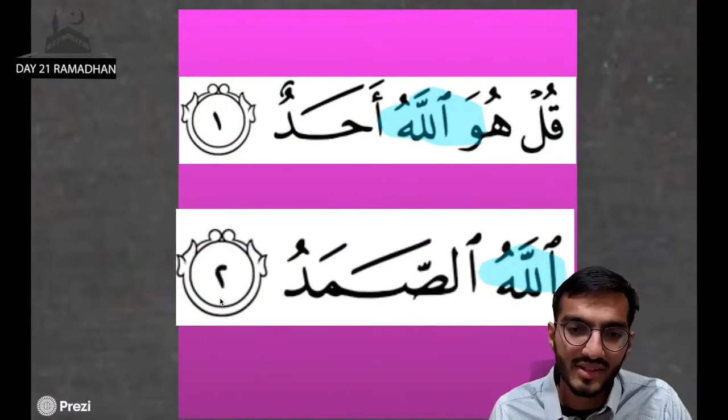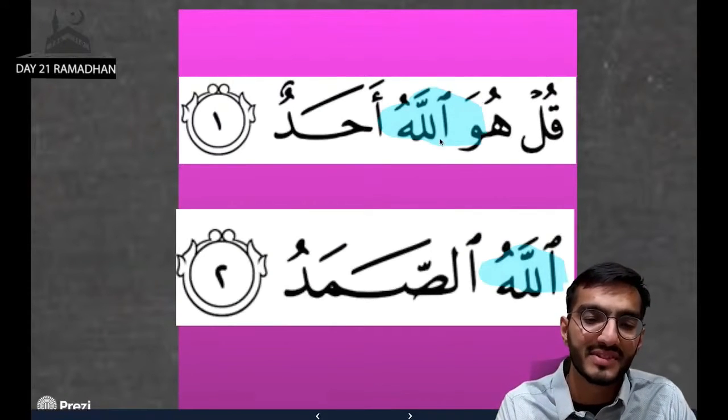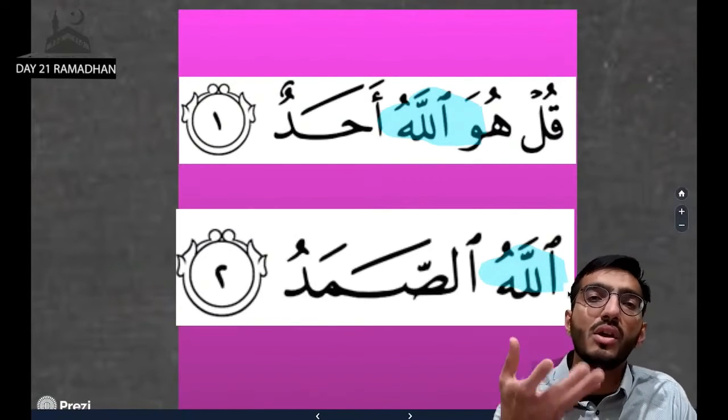And then Surah Al-Ikhlas. Qul huwa Allahu ahad. As you can see, there's a fatha preceding the Allah. So Qul huwa Allahu ahad. Allahu Samad.